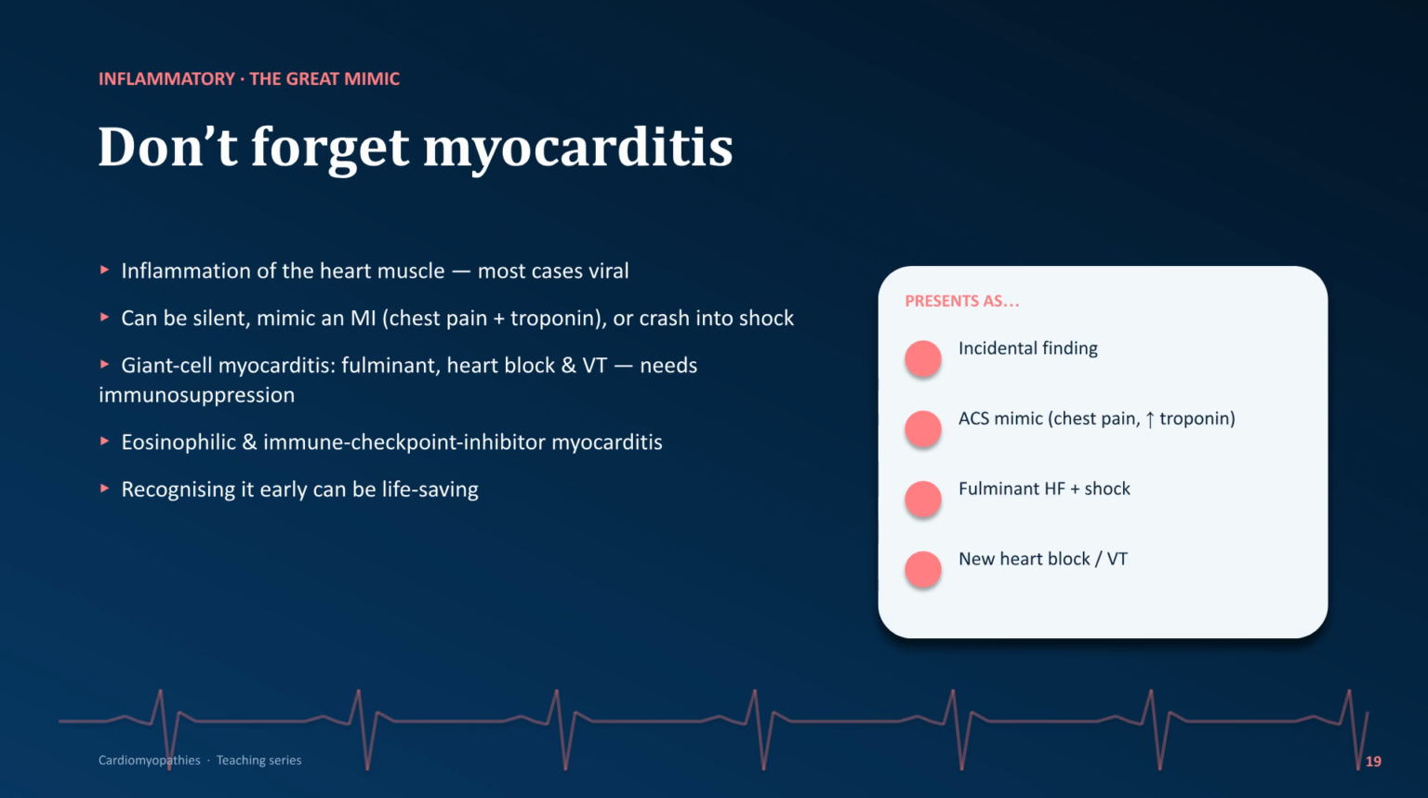Myocarditis is another critical consideration, often presenting as a mimic of other conditions. It involves inflammation of the muscle, typically viral in origin. It can be silent, simulate a heart attack, or lead to cardiogenic shock. Certain types, like giant cell myocarditis, are aggressive and require immunosuppression. Prompt recognition is essential for patient survival.